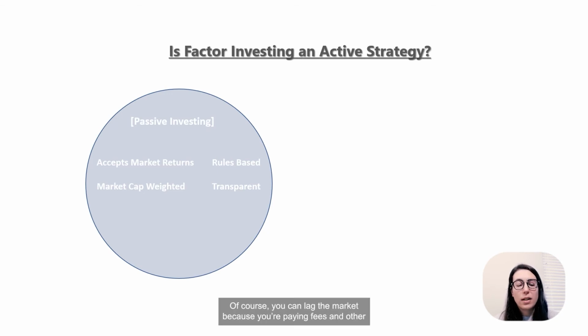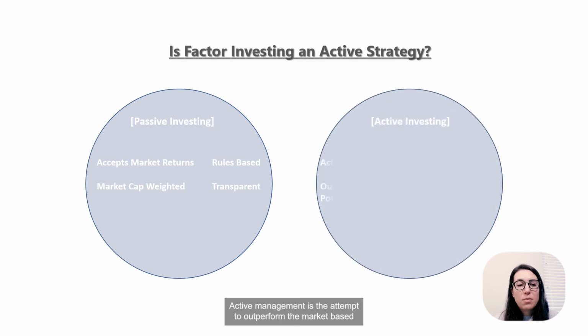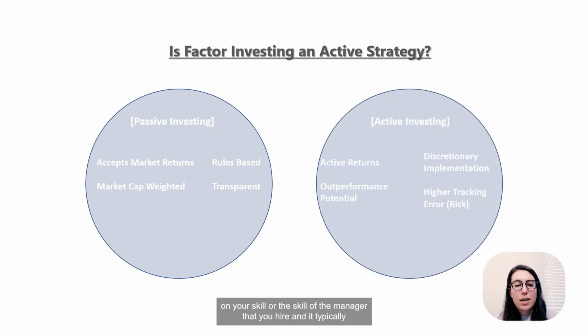But of course, you can lag the market because you're paying fees and other expenses, which are typically very low for passive investing. Active management is the attempt to outperform the market based on your skill or the skill of a manager that you hire. And it typically costs more than a passive indexing strategy. But you as an active investor are more than happy to pay the fees and take on the tracking error, the risk relative to the market, if you believe that your skill or your manager's skill in that market is great enough that you can outperform to cover those fees and costs.